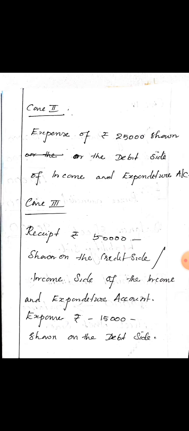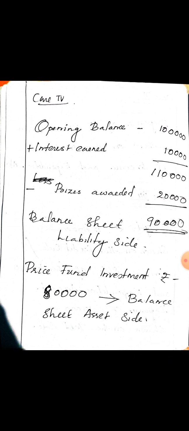Then case 4, prize fund rupees 1 lakh. Interest on prize fund investment 10,000. Prizes awarded 20,000. Prize fund investment 80,000. There is a specific fund for prize distribution, that is prize fund rupees 1 lakh.